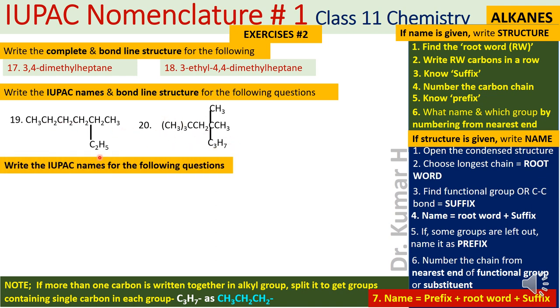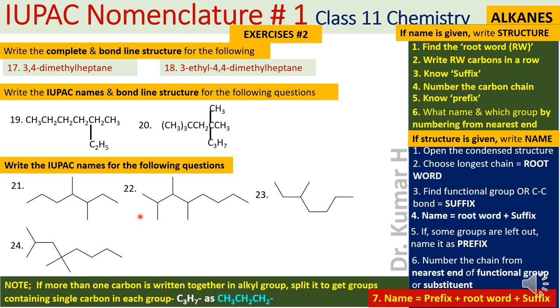Then write the IUPAC names for the following questions. The bond line structures are given, so for this you have to write the IUPAC name. This is how the nomenclature can be worked out from the compound. If you solve these problems, you will definitely have an idea about naming the compound, the open chain structures of alkanes.